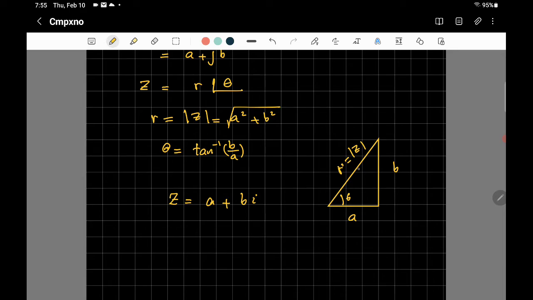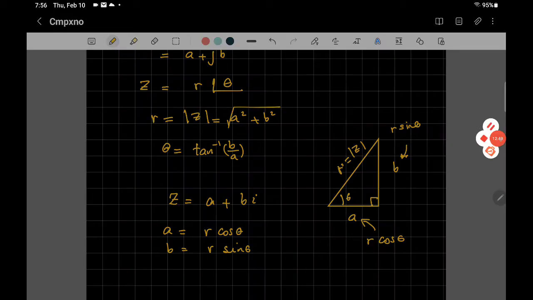So what is A? If you make a resolution along this one, you can say A is equal to R cosine theta. What about B? Well, B will be equal to R sine theta. So if you have the complex number expressed in polar form, you can convert it to Cartesian form.